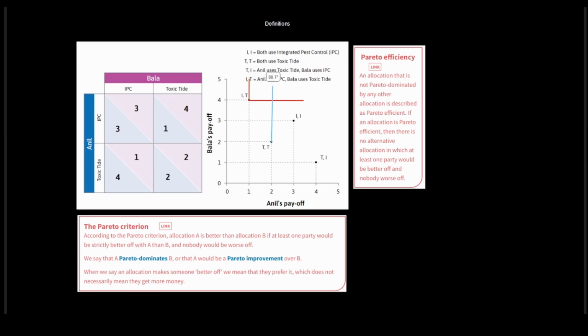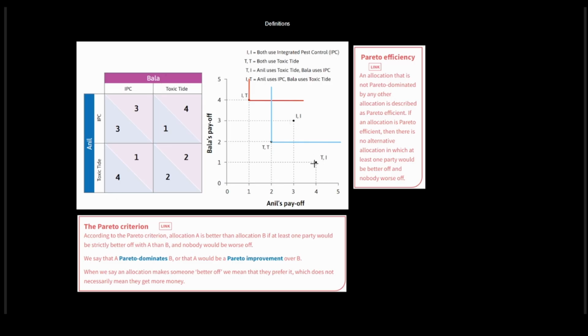So if we do that for each of these, what we can see is that with respect to TT, this outcome here, II Pareto dominates TT. That is, we would always prefer this to that because both are better off. We're getting more payoff at II than we are at TT. So in this case, TT would be Pareto inefficient because it's been dominated by II.